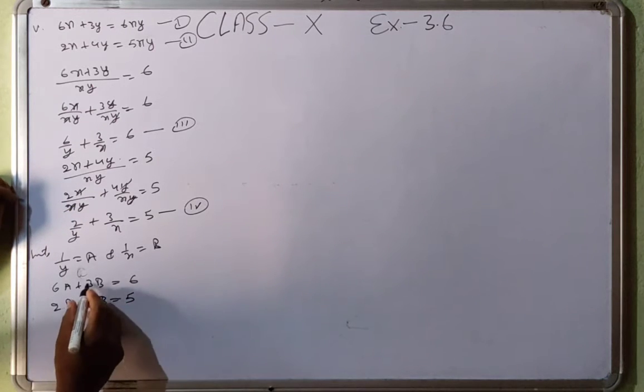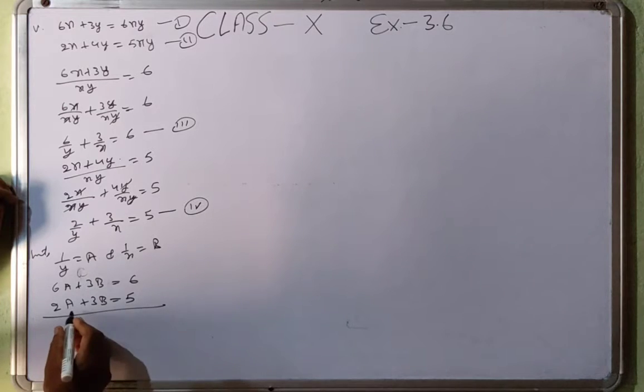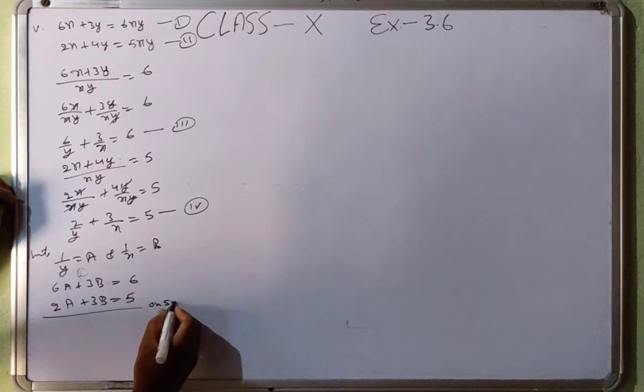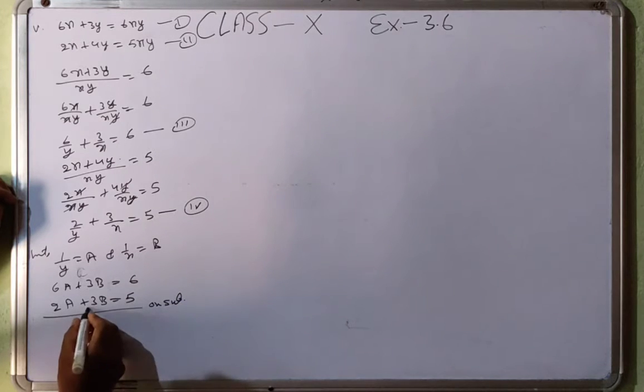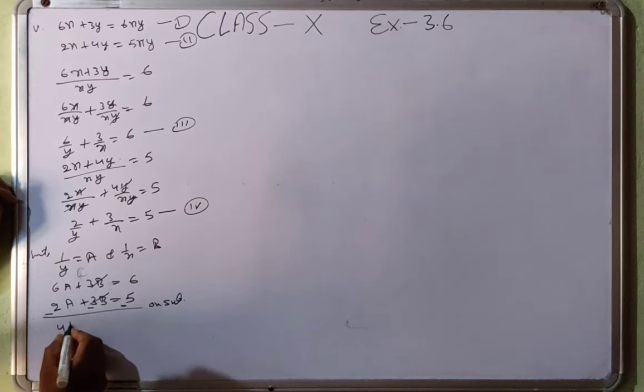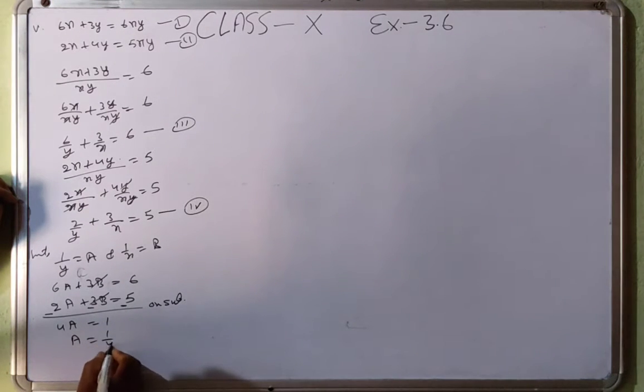Now we are looking, these two are the same, so we need to subtract, because we need to change the sign. That cancels. So 4a is equal to 1. So a is equal to 1 upon 4.